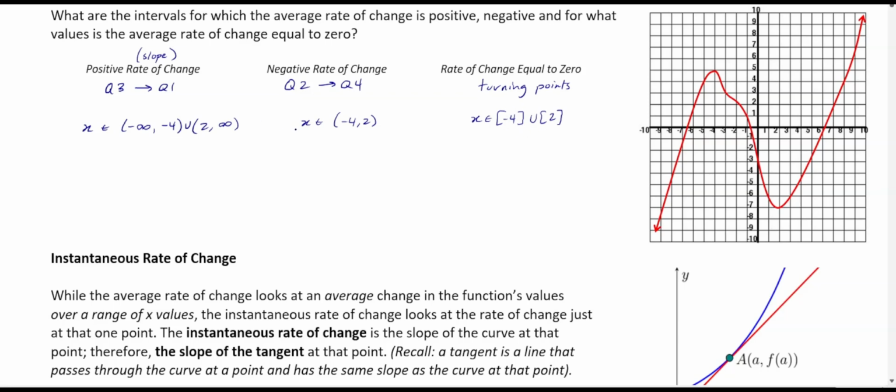Now, negative rate of change is when we have a negative slope, and that's on the interval from -4 to 2. Okay, so we've talked about average rates of change. Now let's take a look at instantaneous rates of change, also known as IROC.